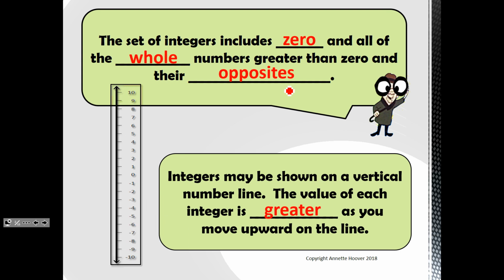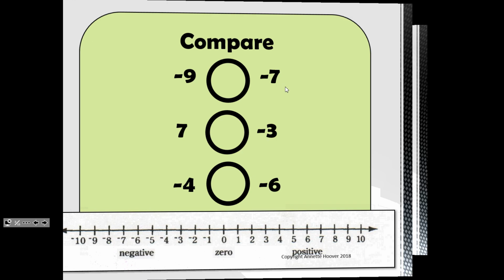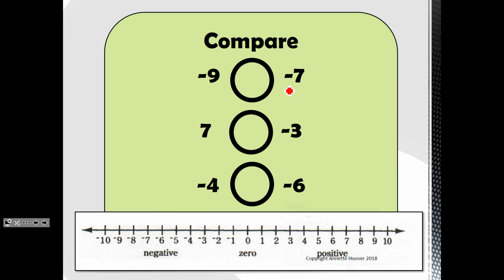You can also visualize integers on a horizontal number line, such as this one. And the value of each integer is going to increase as you move right on the line. So when you compare them and you have two negatives, this is -9 and -7. If you were to find them on our number line down here, here is -9, here is -7. Remember that as you move right, they become greater. So -7 is actually the greatest.